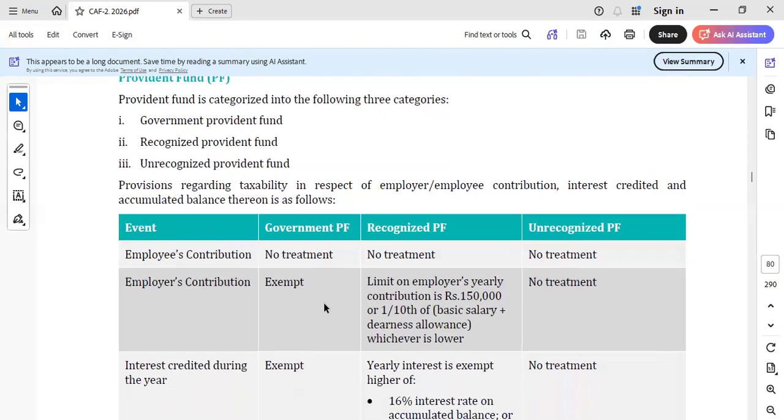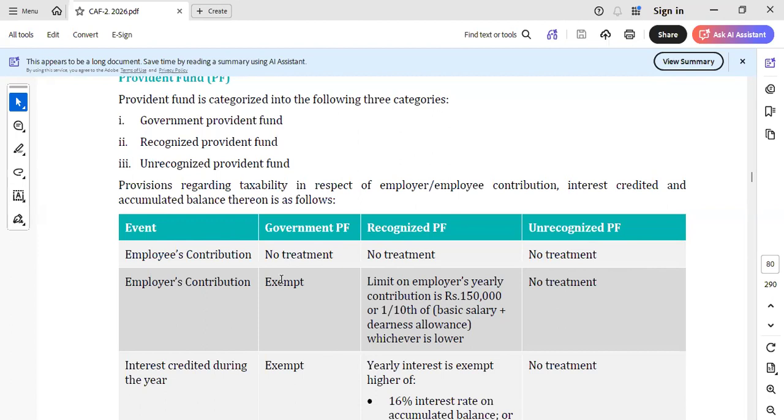For example, 12,000 is deducted from the employee's salary as a provident fund. Similarly, 12,000 will also be provided by the employer, by the company, for the provident fund of that employee. On the employee's contribution, there would be no treatment of taxation here. We will not give any treatment to the employee's contribution, whether recognized, unrecognized, or government.